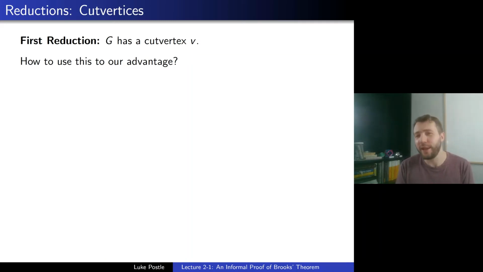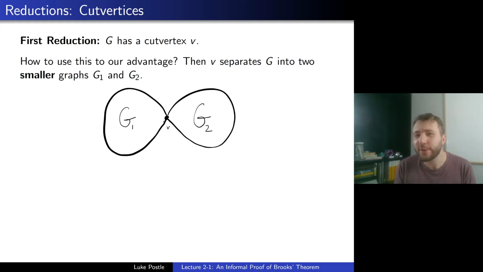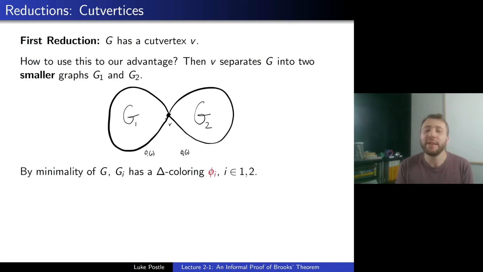Well, actually, I went ahead and did this for you. Then V separates G into two smaller graphs, G1 and G2, somewhat as depicted. So this is just a very generic picture, but maybe it can help give some idea. Now what do we do? Well, the point is that these graphs are smaller, as bolded.